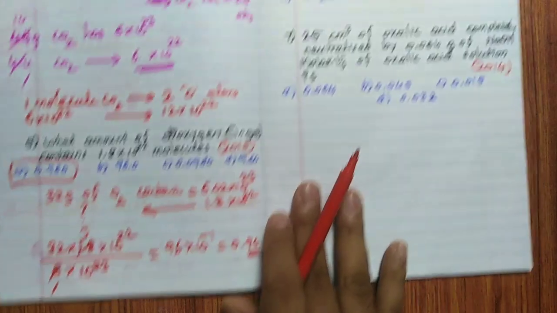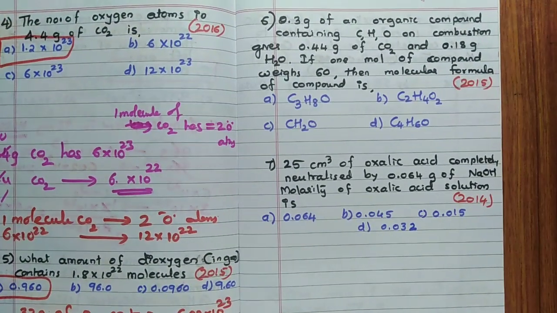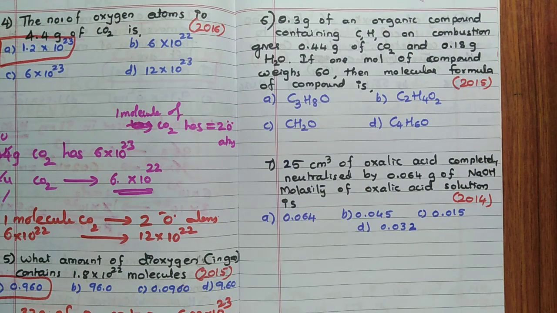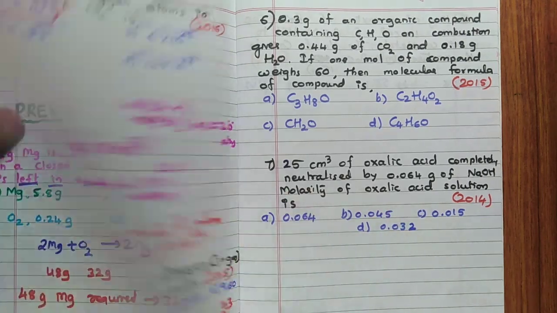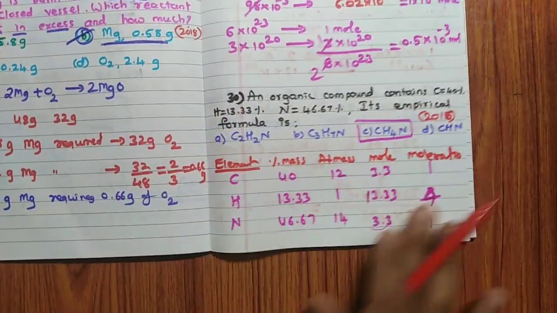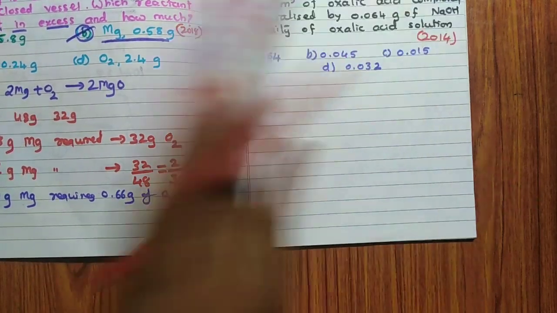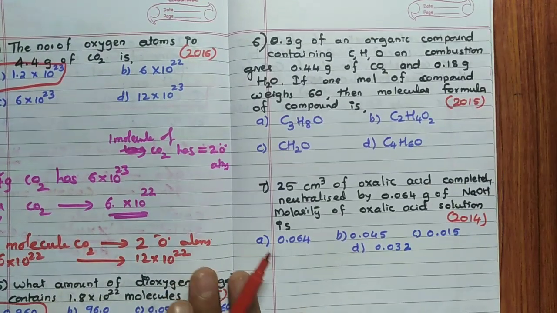Now, 0.3 gram of organic compound containing C, H, O on combustion gives 0.44 gram of CO2 and 0.18 gram of H2O. If 1 mole of compound weighs 60, then the molecular formula of the compound is. So, this is a very simple one. Some of you have started thinking about how to do this. No. Here there is a shortcut.